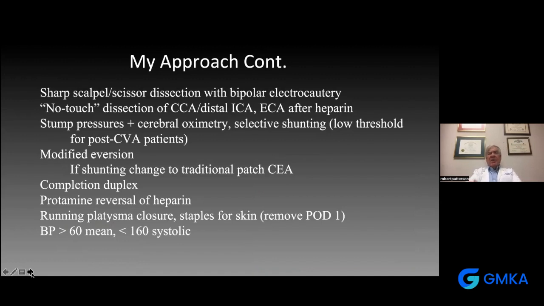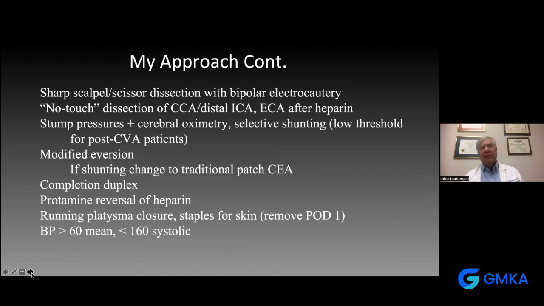So I tend to use a lot of scalpel dissection, which is, I think, a dying art, but I think that it provides you atraumatic plane exposure, and scissors rather than doing cautery dissection. I use bipolar electrocautery because once you get down to the cranial nerves, I don't want them to arc and have a complication from that.